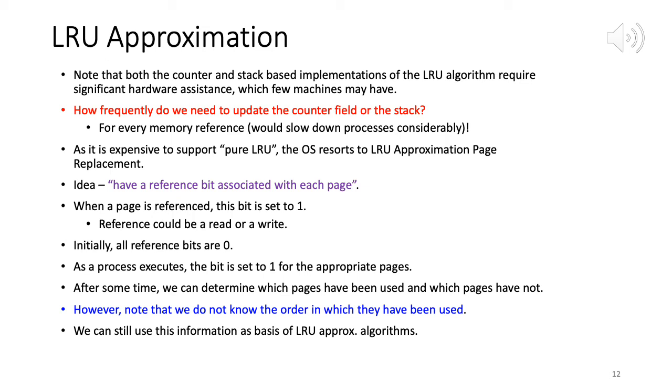So after a point of time, we can determine which pages have been used and which have not. So we'll have a set of pages, and after a particular time, the reference bits for some pages may be 1, for other pages they may be 0, right? Corresponding to pages which have been referenced and the pages which have not been referenced respectively.